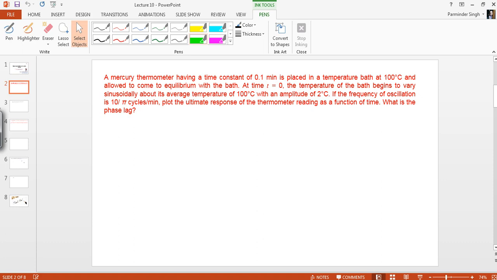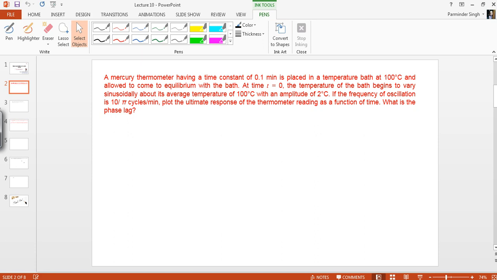The first numerical problem is: a mercury thermometer having a time constant of 0.1 minute is placed in a temperature bath of 100 degrees Celsius and is allowed to come to equilibrium with the bath. At time t equal to 0, the bath temperature begins to vary sinusoidally about its average temperature of 100 degrees Celsius with an amplitude of 2 degrees Celsius. If the frequency of the oscillations is 10 by pi cycles per minute, plot the ultimate response of the thermometer reading as a function of time. What is the phase lag?